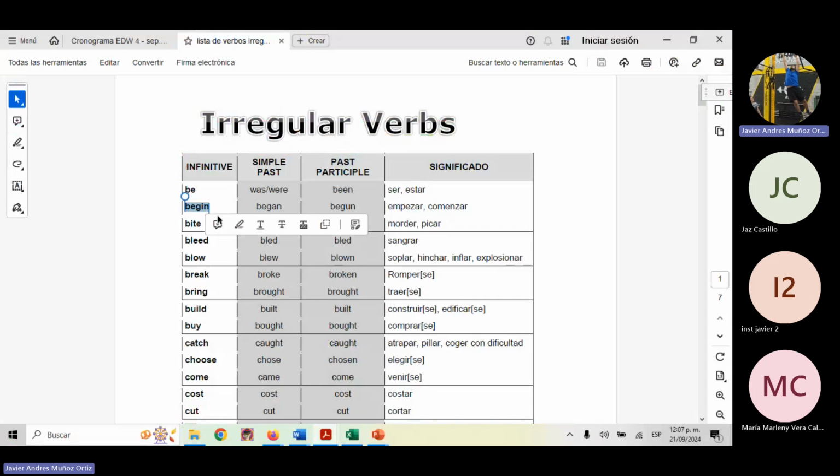I begin an activity. I began an activity. This is the only change, without taking into account the context, because obviously the context is important. Bob builds a house. Bob built a house last month. I buy groceries in the store. I bought groceries in the store.